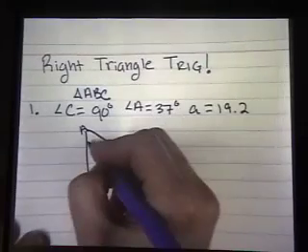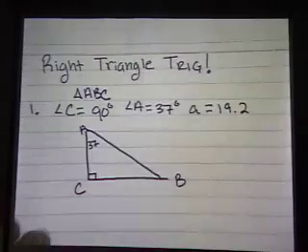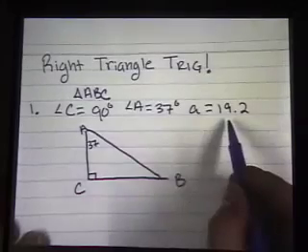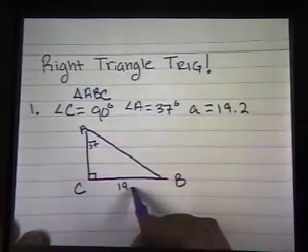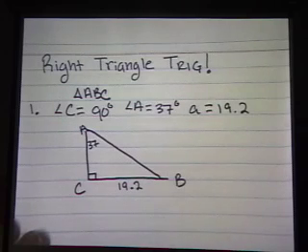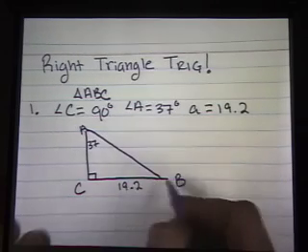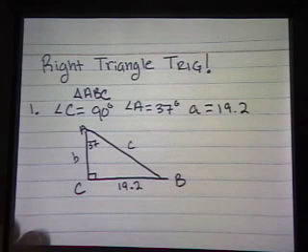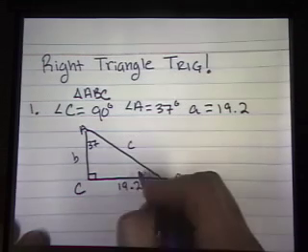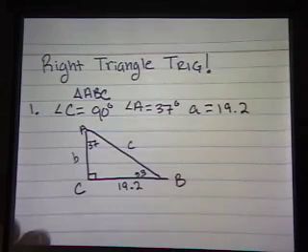We know that angle A is 37 degrees. We know that side A is 19.2. Now, side A is going to correspond across from angle A, and that's going to be 19.2. This is side B and side C. What we can do now is add up the angles on the inside. 37 plus 90 is 127. 127 subtracted from 180 means that angle B is 53 degrees.